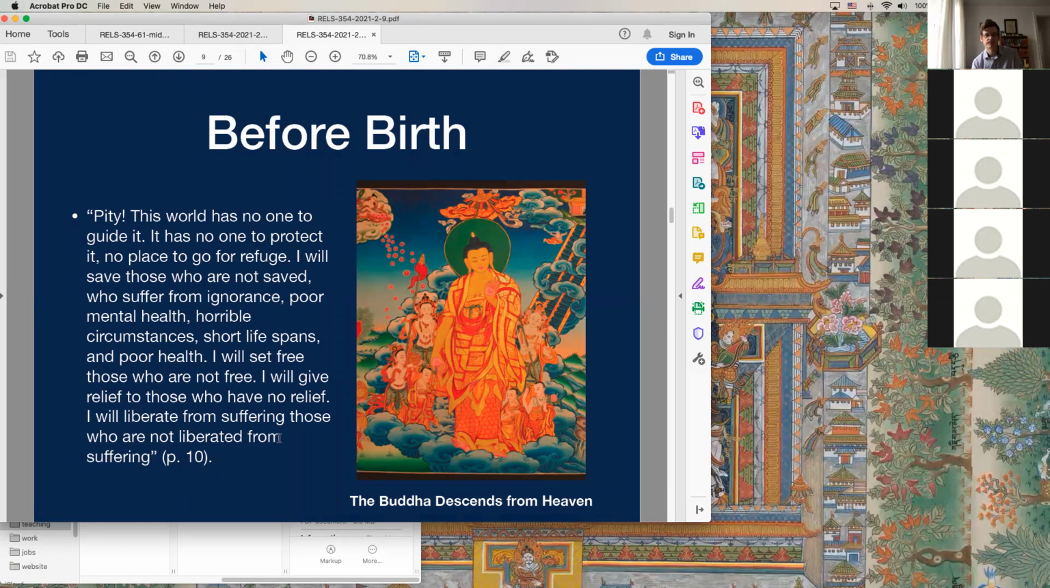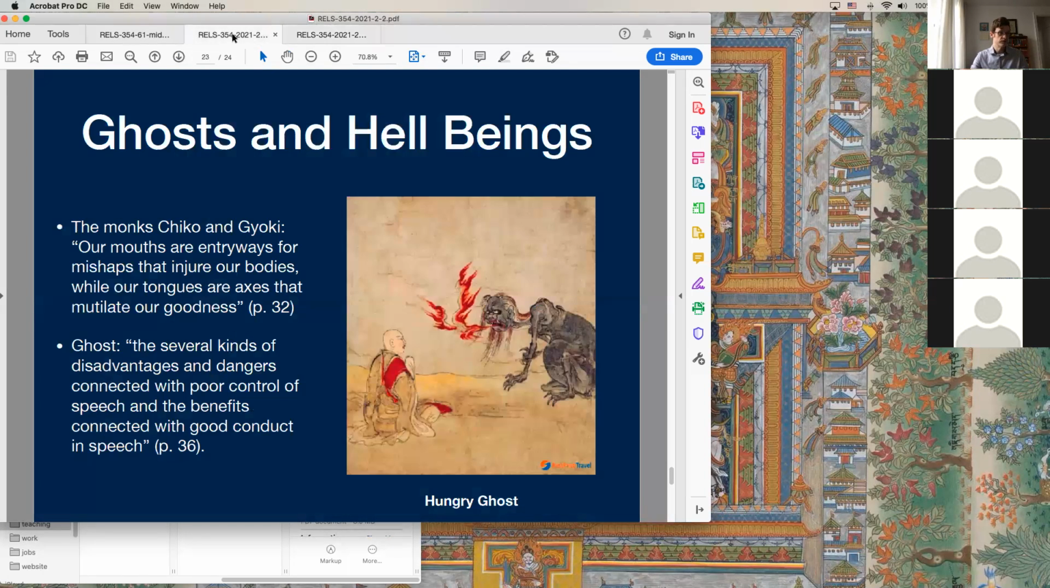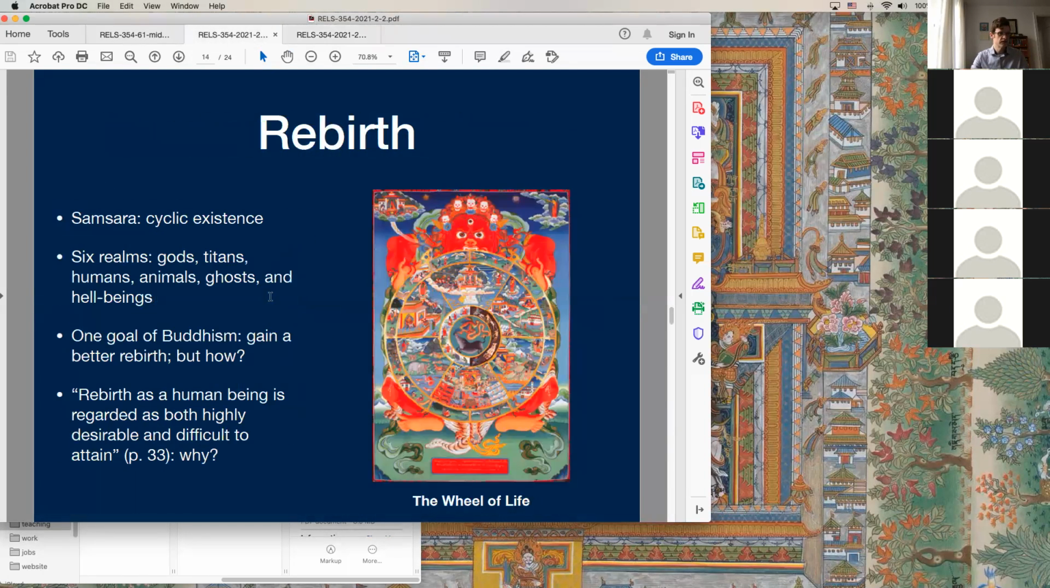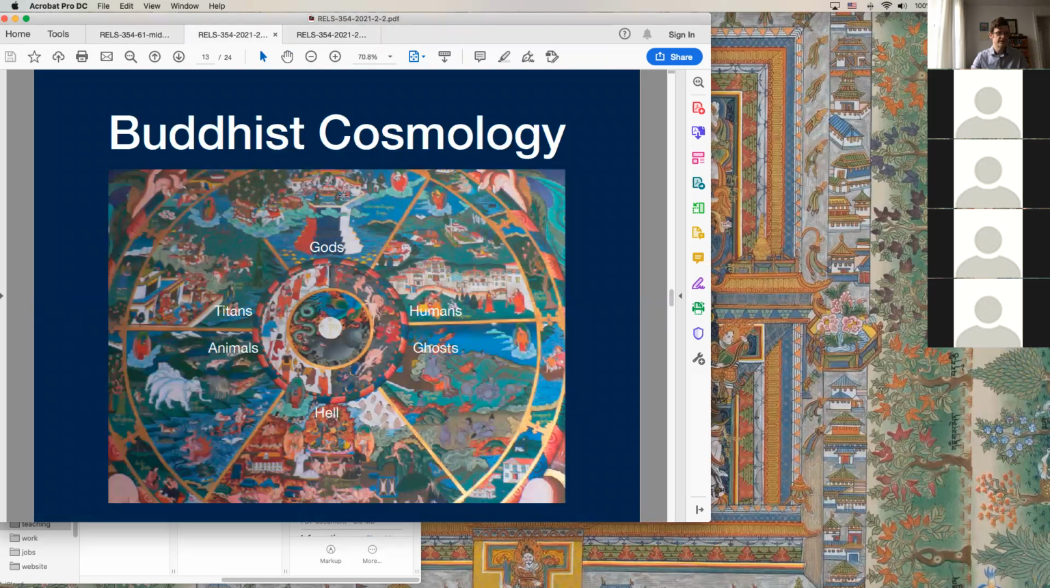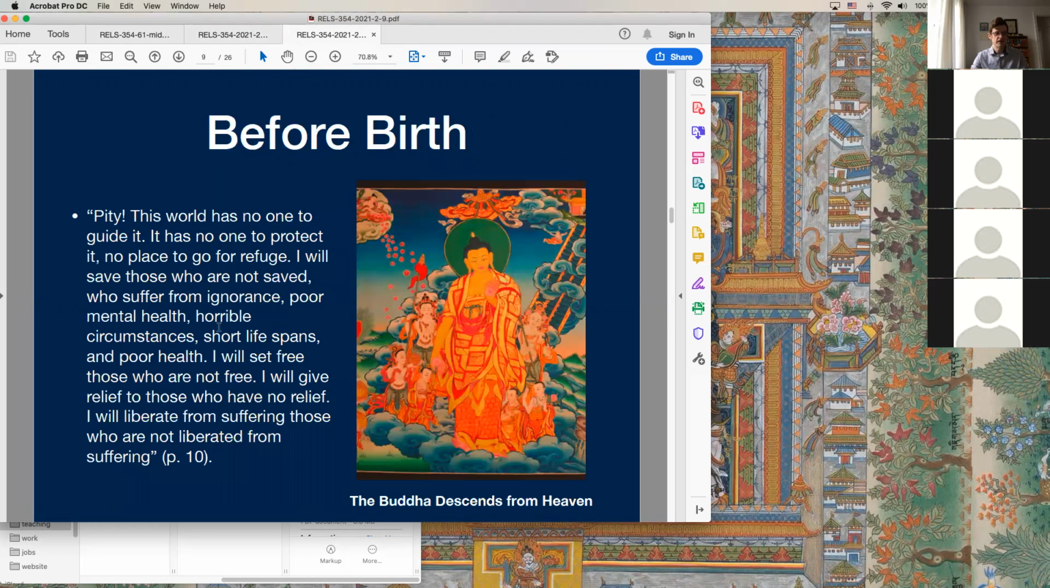Where is he before he's born? He was in heaven because he was a god in his previous life. Exactly. He's a god up in heaven. So just like we talked about here, right? He's up in this highest realm, looking down at all the other realms and thinking about how messed up they are, thinking about how they all need some help.